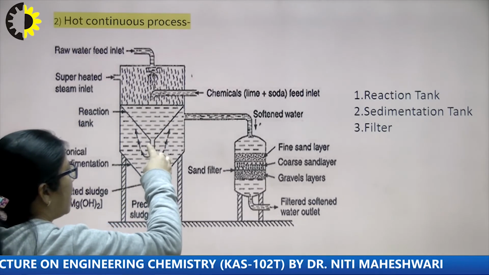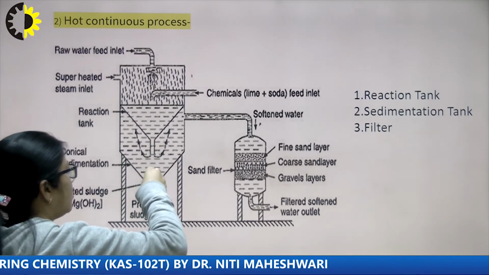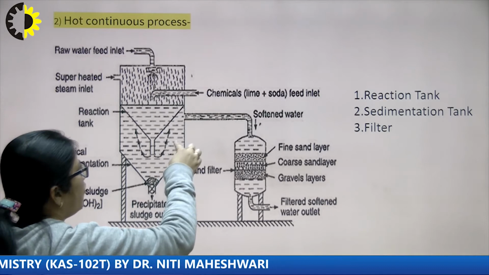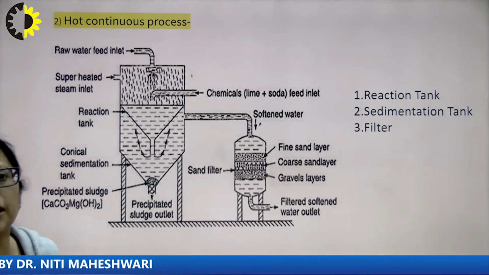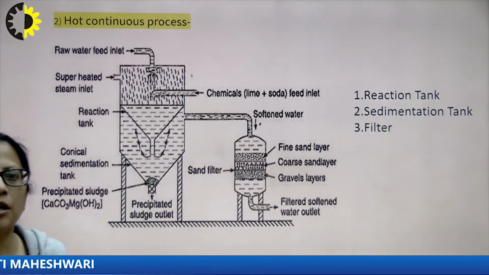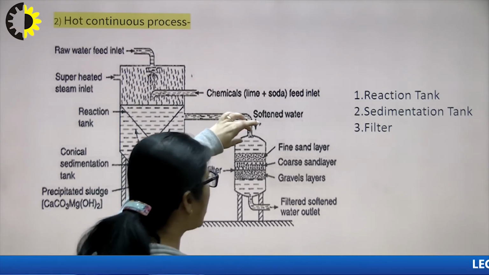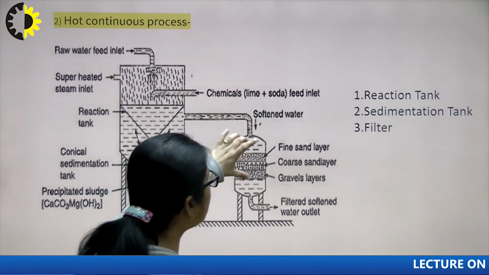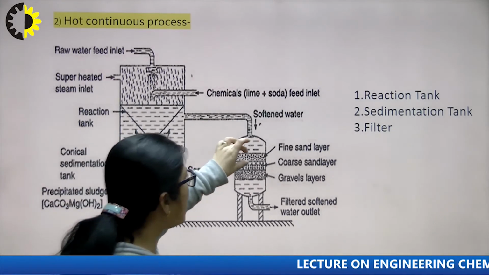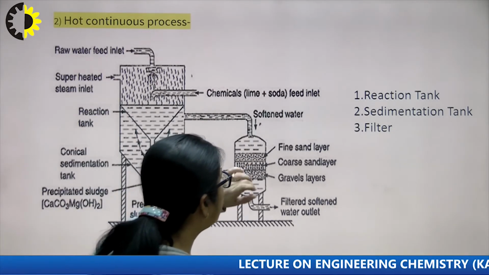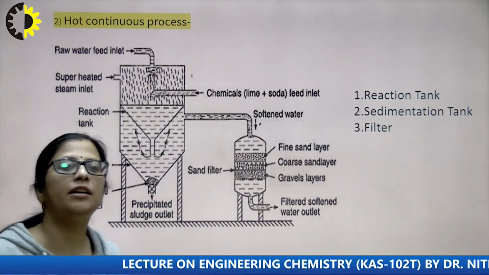As a result, the reaction starts. Formation of precipitate takes place quickly. The precipitates settle down and the soft water moves out from this tank to the sand filter. Now this sand filter consists of different layers of sand. The first layer of sand is the fine sand layer. Then there is a coarse sand layer, and finally there is a layer of gravel.